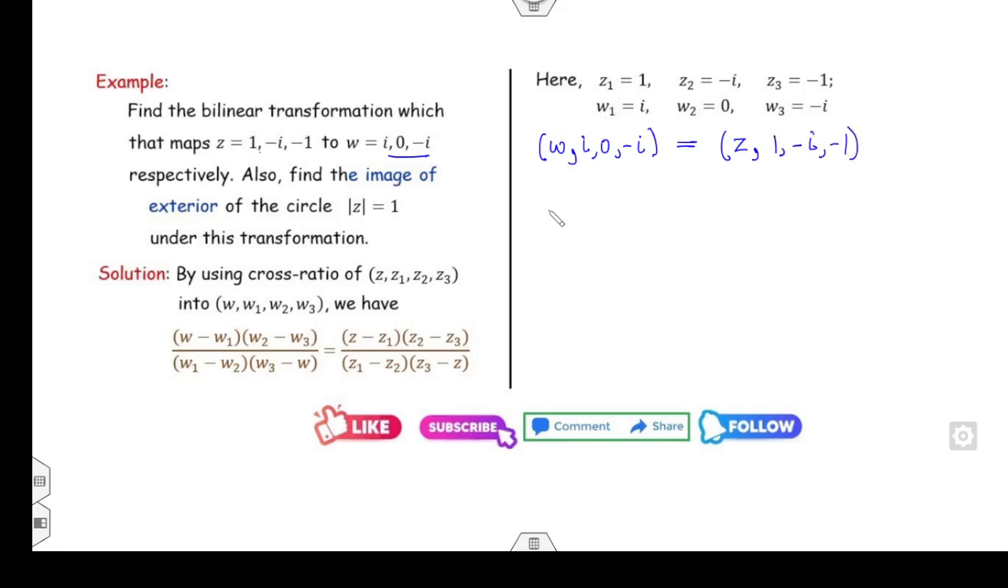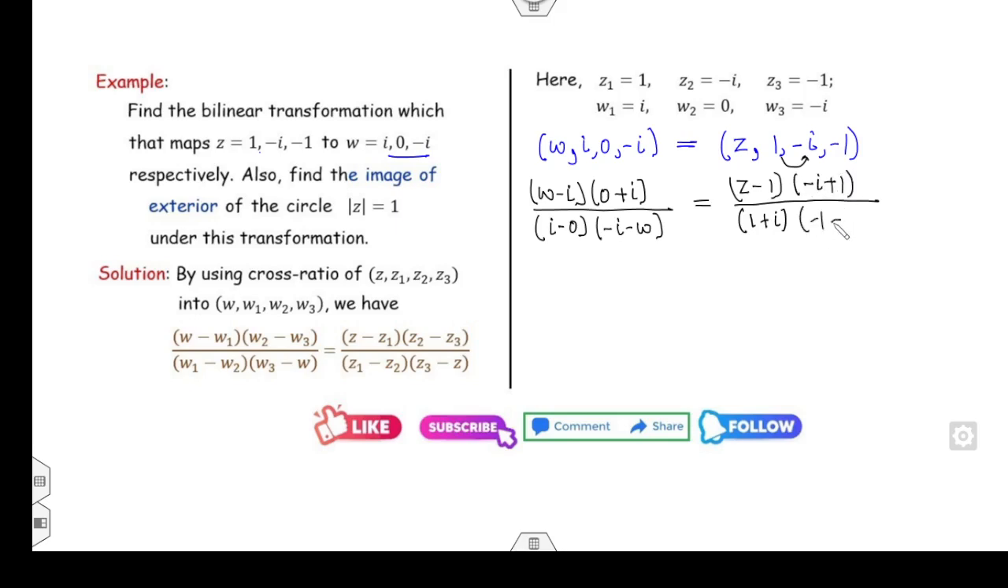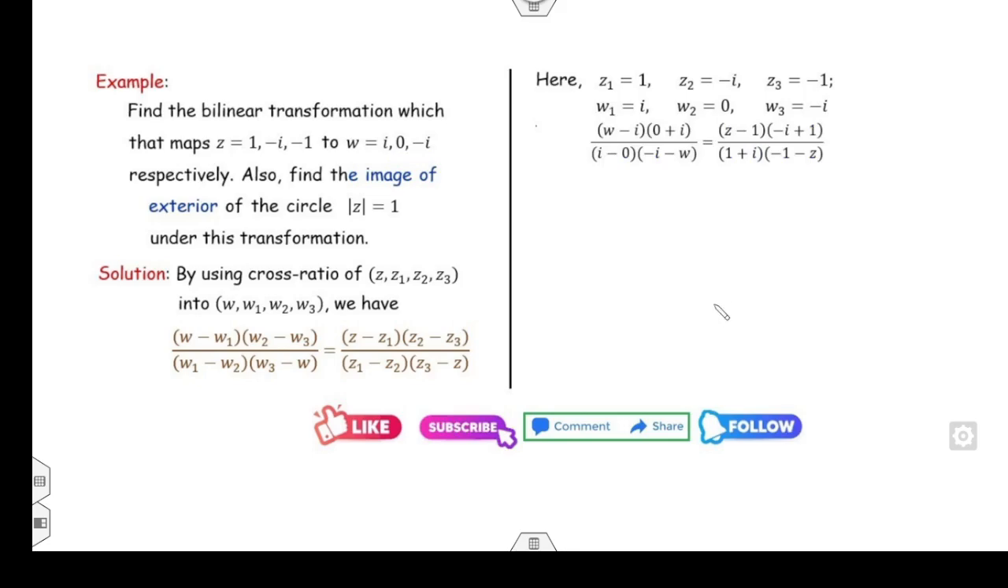How can you define the cross ratio corresponding to the first w component? w minus iota over iota minus 0, times minus iota minus minus iota, and minus iota minus w. Similarly, for the right hand side, it will be z minus 1, then 1 minus minus iota, minus iota plus 1, and minus 1 minus z. Now your target is to find the value of w from these expressions. Again, you can see these are free from z.